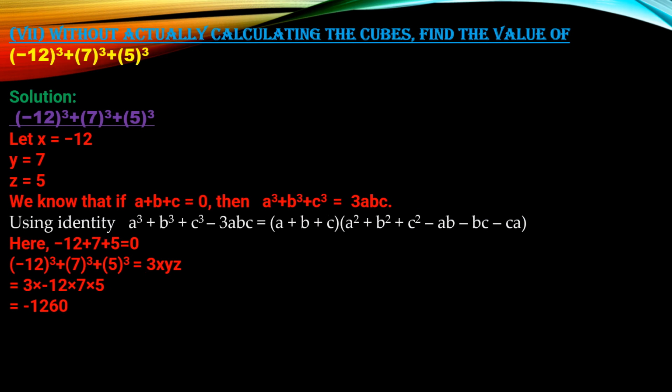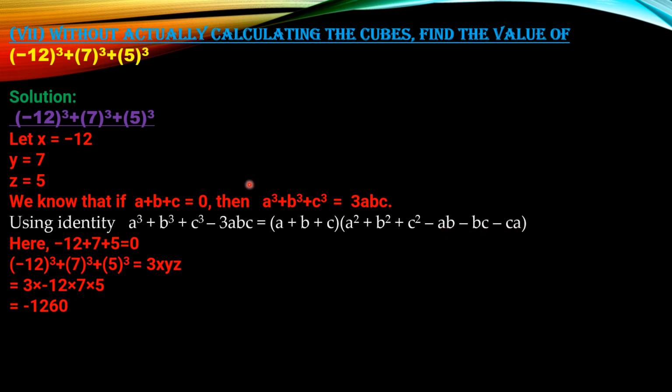Now we will do a very important question based on the last identity. Question is, without actually calculating the cubes, find the value of (-12) cube + 7 cube + 5 cube. Remember, without actually calculating, you don't have to find the cube of 12, 7 and 5. You have to use the identity here. So we will take up the last identity, that is a cube + b cube + c cube - 3abc is equal to (a + b + c), bracket close. Second bracket starts a squared + b squared + c squared - ab - bc - ca.